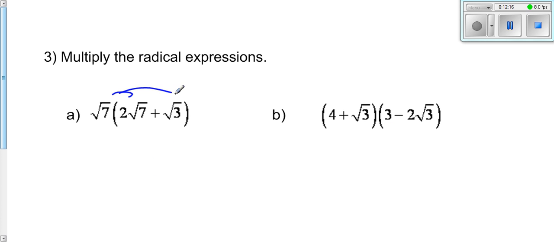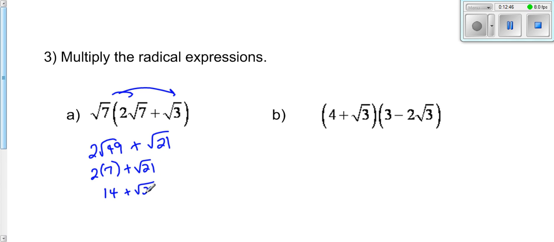Now we'll distribute 1 root 7 times 2 root 7. And now be careful, we're multiplying here. Like fractions, we can multiply anything we want. Is 2 root 49. The square root of 7 plus the square root of 3 is the square root of 21. Now the square root of 49 is 7. And 2 times 7 is 14. Now, before I circle that, is there anything perfect square that goes into 21 other than 1? Nope, that's done.